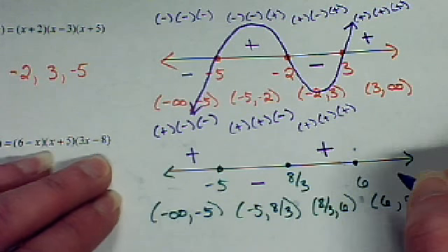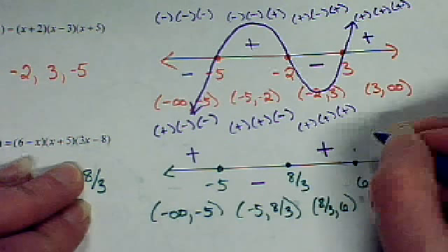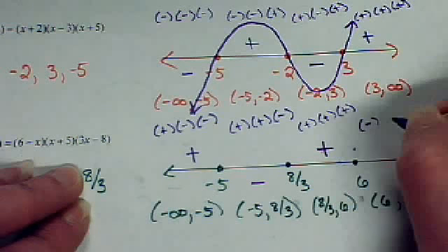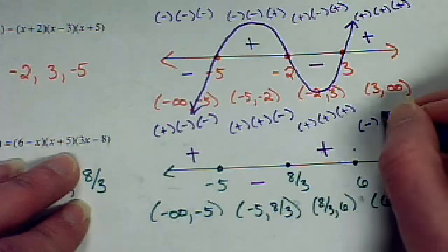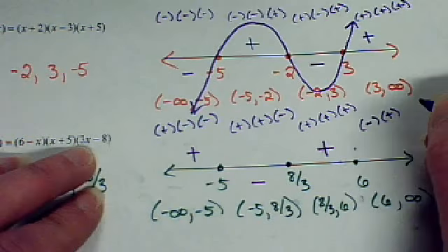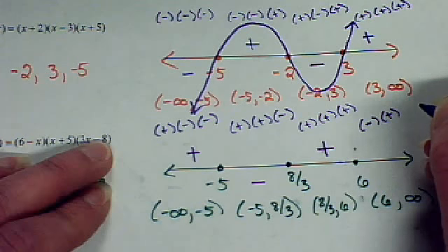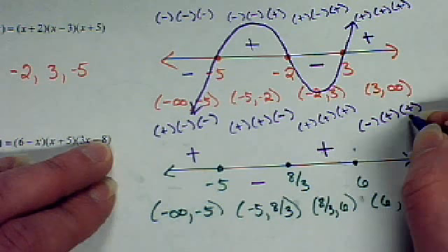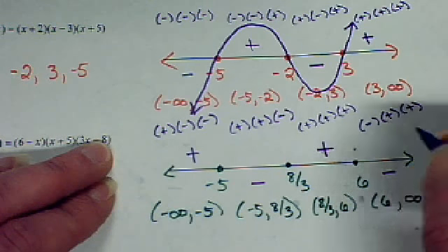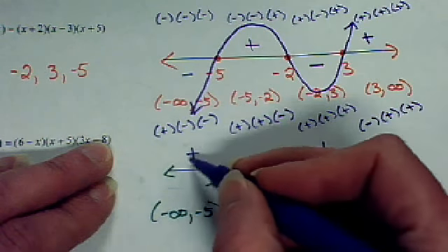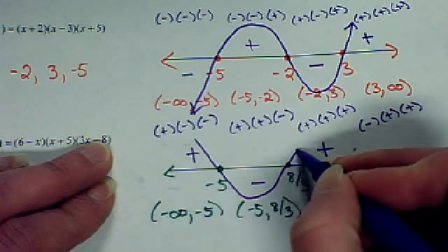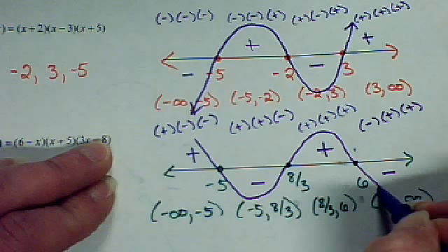Something bigger than 6. How about 8? 6 minus 8 is negative. 8 plus 5, positive. 3 times 8 minus 8 is still going to be positive. Negative times a positive is a negative. So this graph starts positive, goes down to negative, goes up to positive, and goes down to negative again.